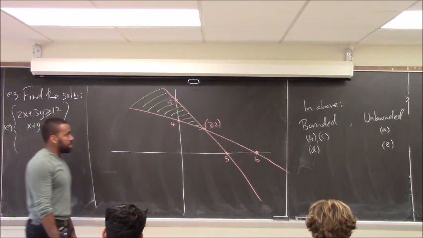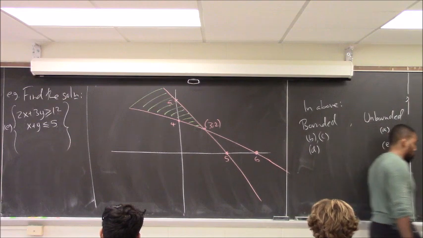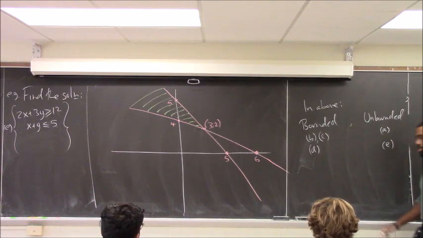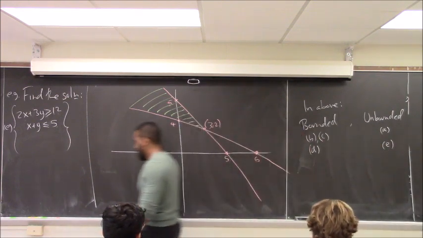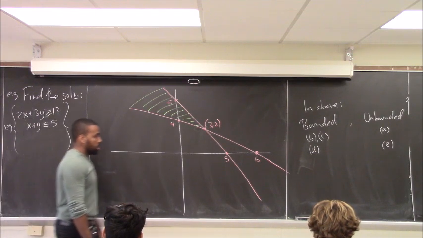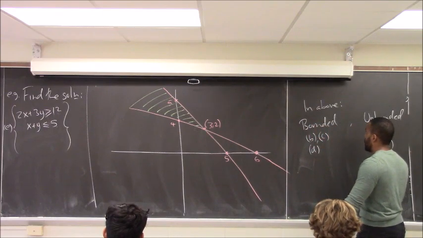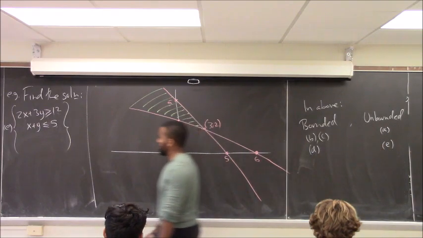So, being able to identify the feasible region, knowing if it's bounded or unbounded, identifying the corner points. These are all important skills for us to know. Okay, let's go to why do we need to know all this?